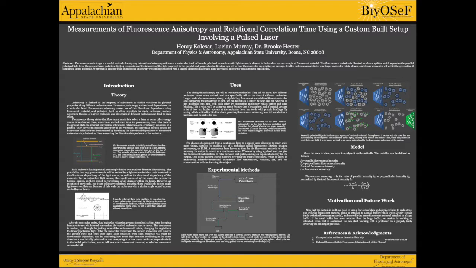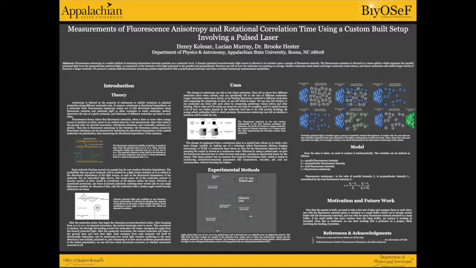So once we have that data, we can learn a few things about the molecules. We can broadly determine the molecular movement of whatever we're studying based on how much it moves. We can also determine the size of the molecule. Larger molecules will rotate more slowly. So by binding fluorescent materials to different molecules and comparing the anisotropy of each, we can tell which one's larger.